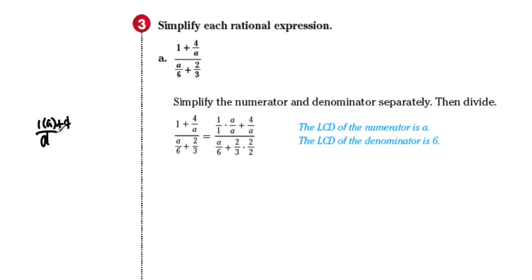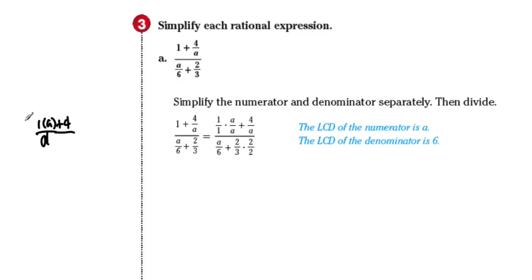Sorry, I forgot to add 4. Okay, so that's how you convert the numerator. And the denominator is simply finding the LCD. The LCD of the denominator is 6, and now you have a over 6 plus 2/3 times 2 over 2, because the LCD is 6.